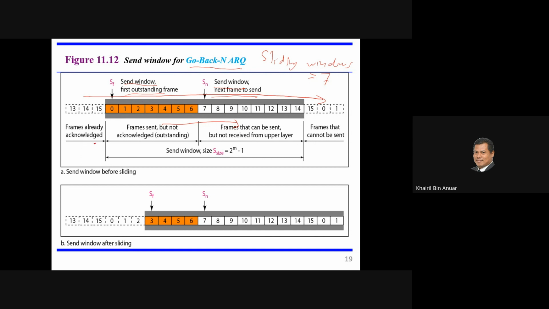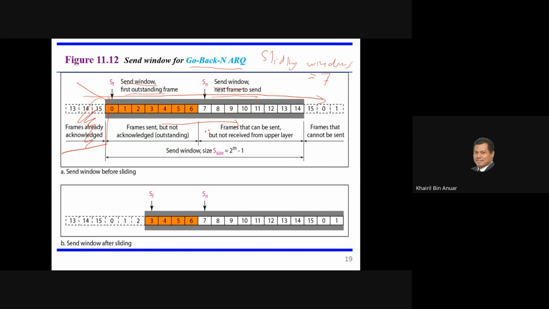Frames that cannot be sent, frames that can be sent but not yet received from upper layers, frames sent but not acknowledged, outstanding, and frames already acknowledged. So if this one is done, this part is already done. So we are focusing on here and moving forward. Here is the one that has already been sent but not yet acknowledged.